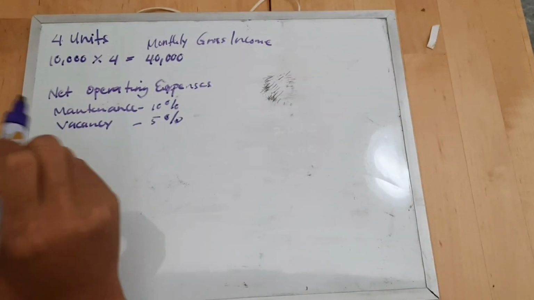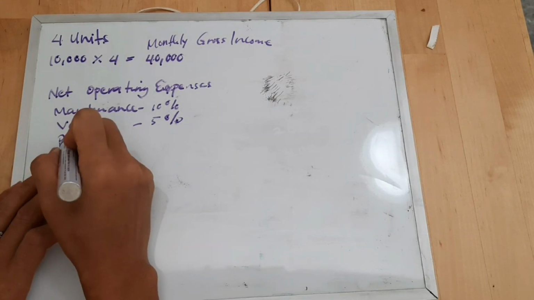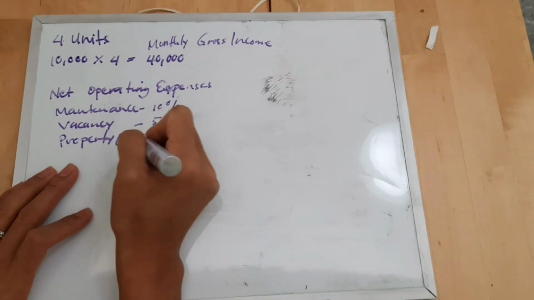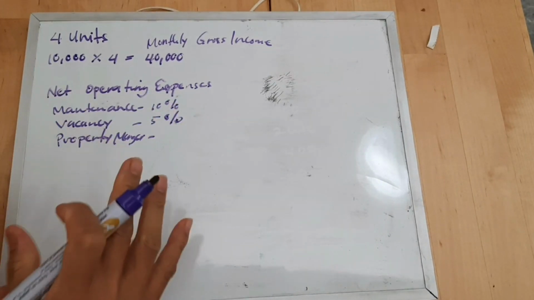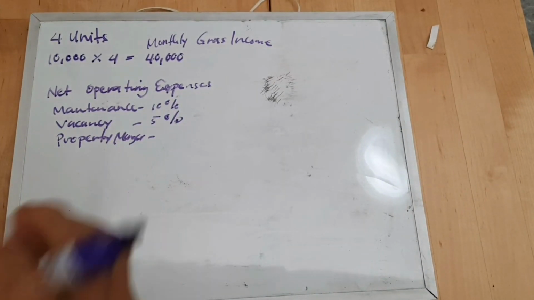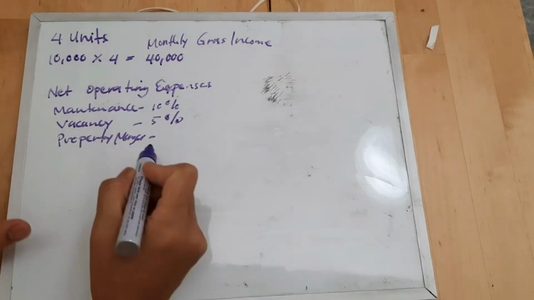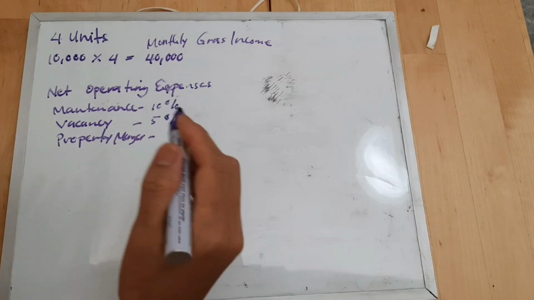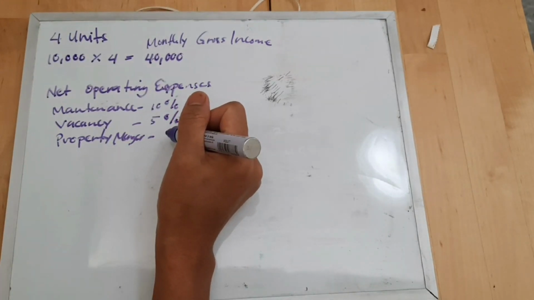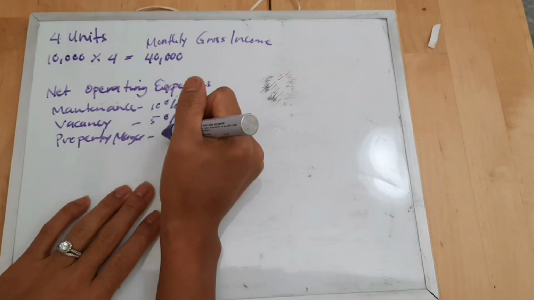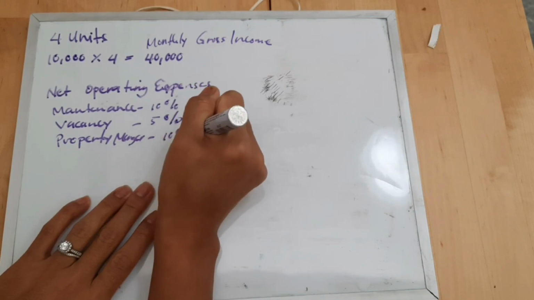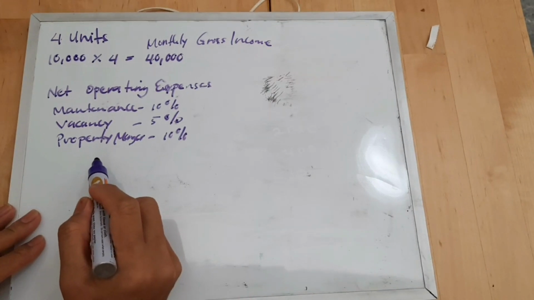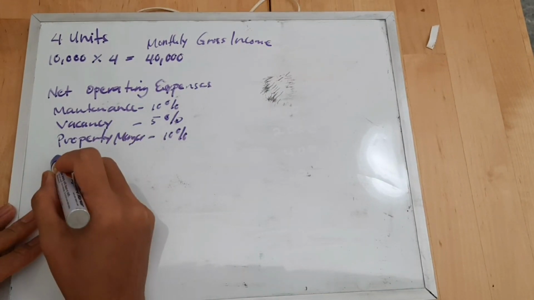The next is other expenses, which is the property manager. For the property manager, it depends. Will you do it yourself? Then you can skip it. If you ask someone to manage it for you, then normally the charges range from 7 to 10%. So I'll just put 10%, okay?